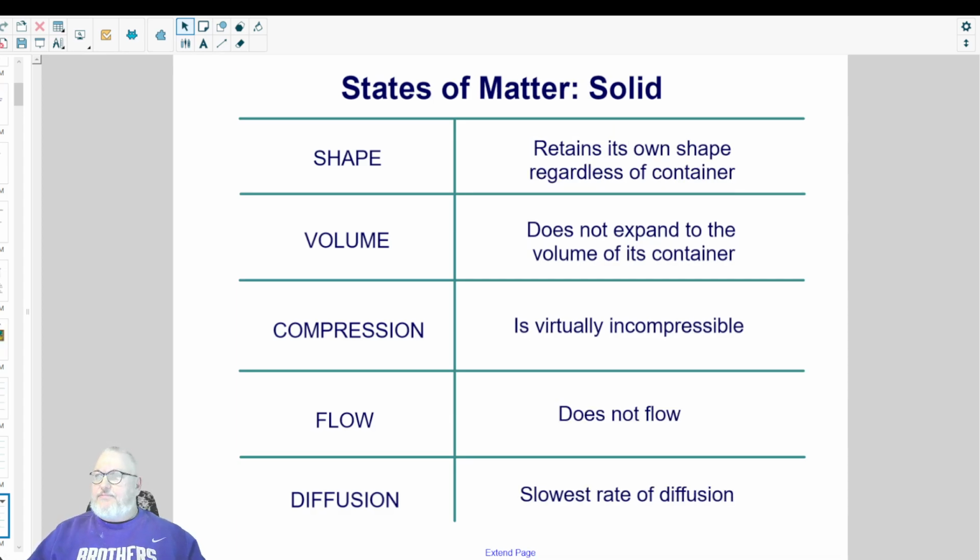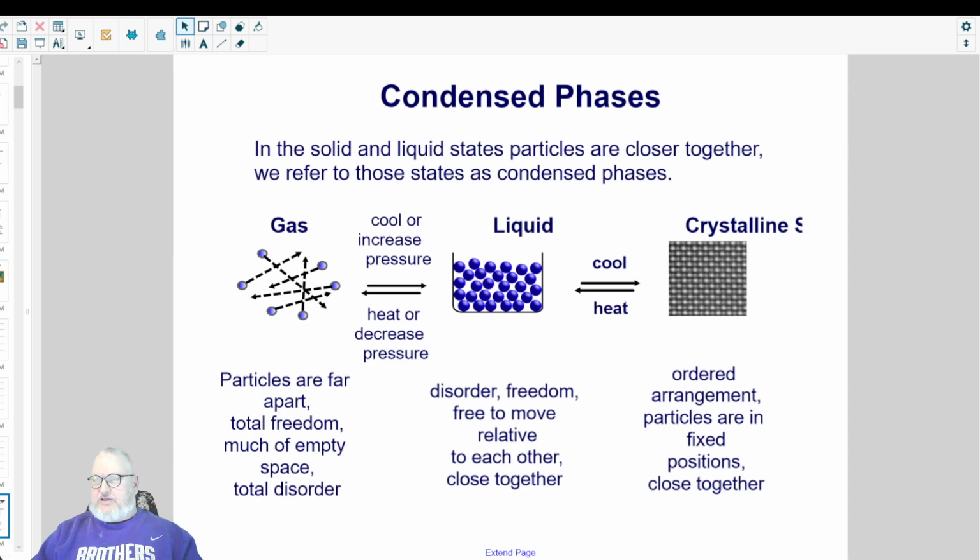A solid will retain its own shape regardless of what container you put it in. The volume will only be the volume of that solid. It will not expand to the volume of the container. It's virtually incompressible. A pure solid will not flow, and it will not diffuse. It has a very, very slow rate.